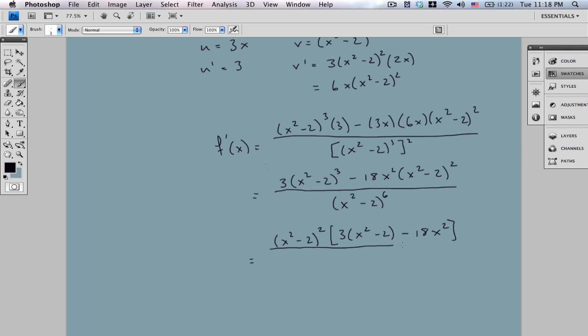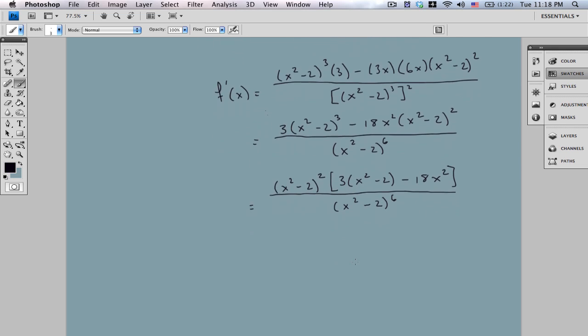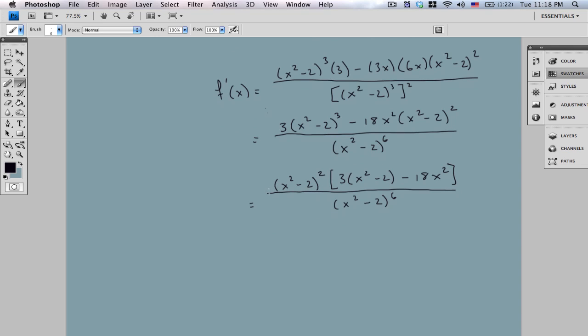Alright, so when you're doing that step, since you are watching this video, why don't you pause for a second and make sure that this step makes sense to you. In other words, if you were to go backwards, multiply this back into these brackets, you see that you would end up with this again. Alright, the denominator is still the same. We've got x squared minus 2 to the 6th. Okay, now there's even more simplifying that we can do. If I take these two and cancel them out with 2 of these guys, in the denominator I'll be left with x squared minus 2 to the 4th.